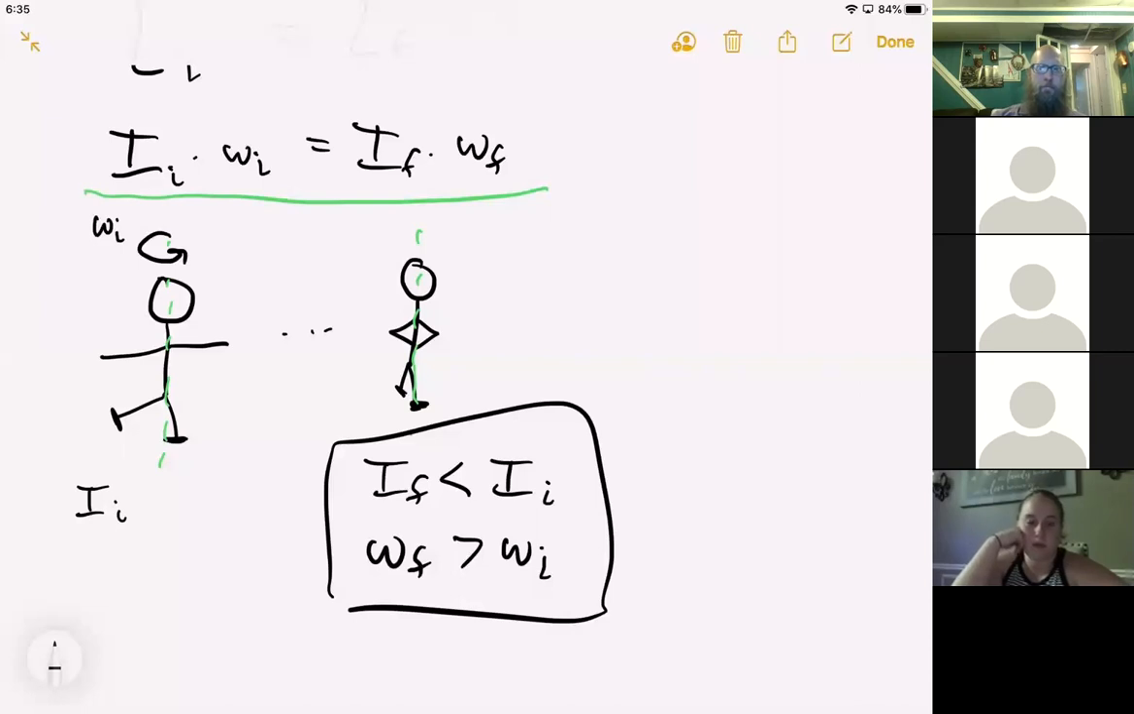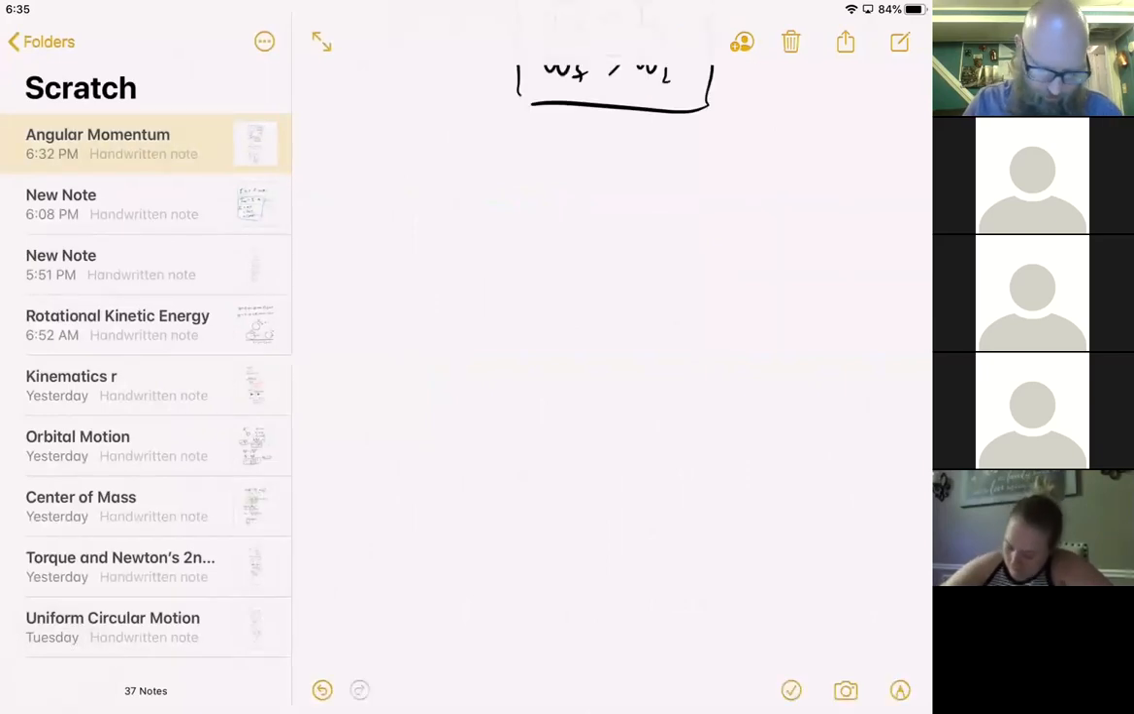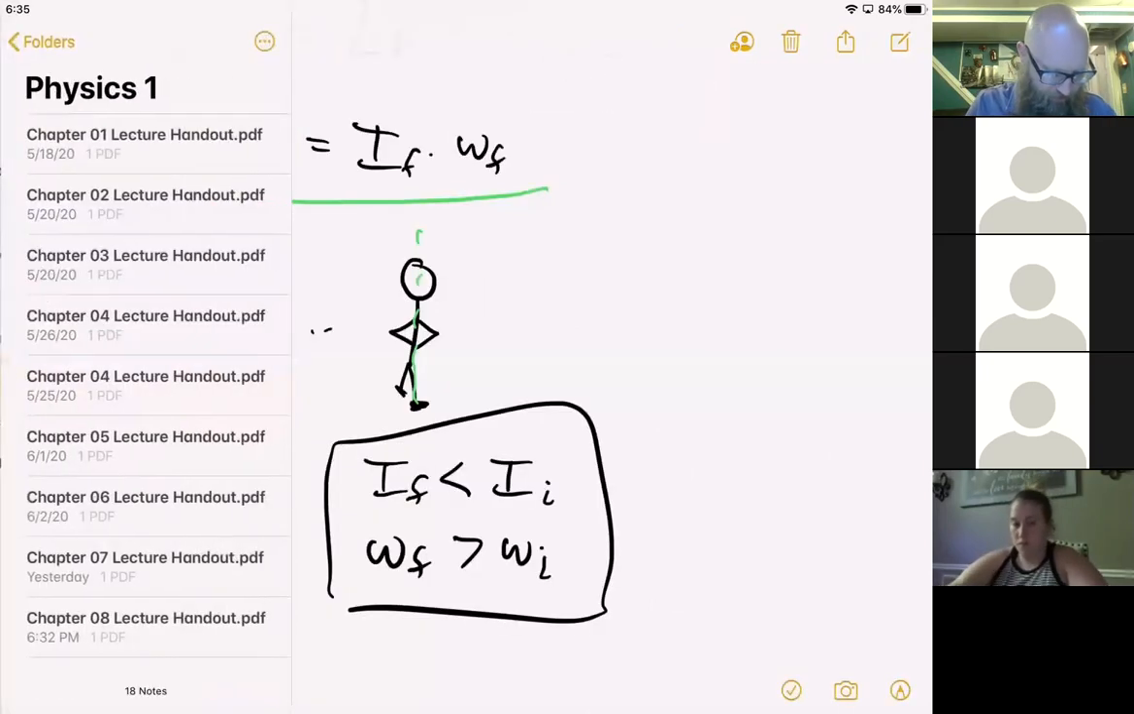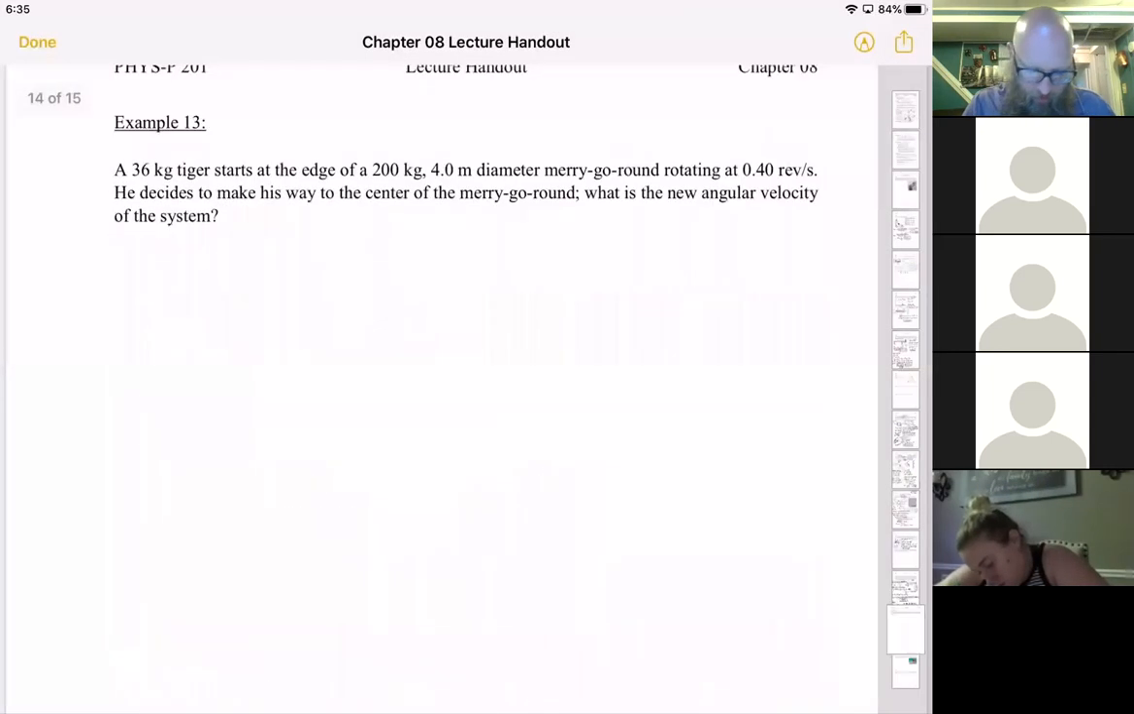Okay. So let's do an example. I would like to do example number 13, I believe. A 36 kilogram tiger starts at the edge of a 200 kilogram, 4 meter diameter merry-go-round. Rotating at 0.4 revolutions per second, he decides to make his way to the center. What's the new angular velocity?